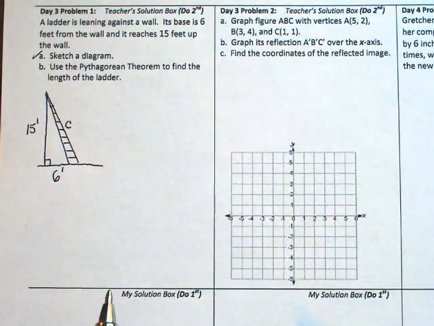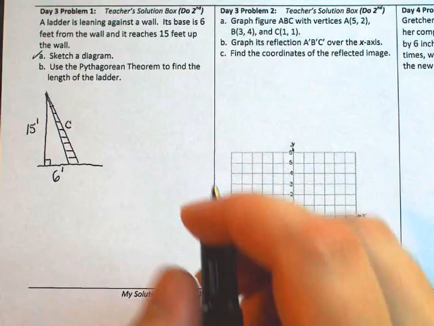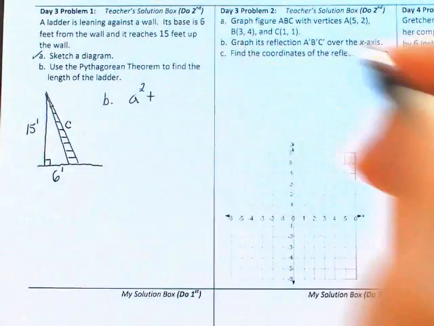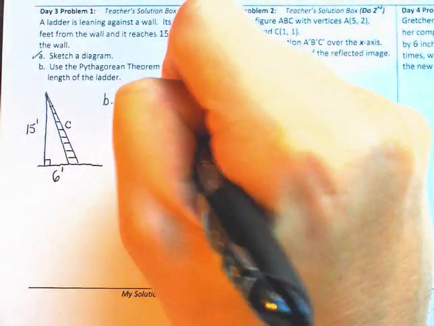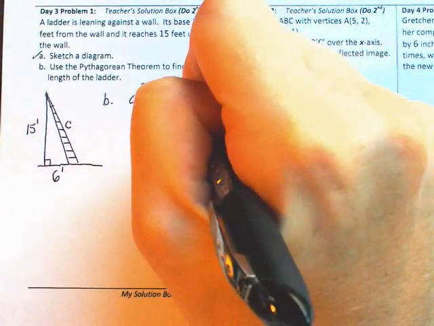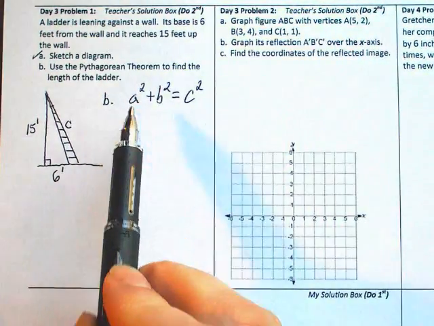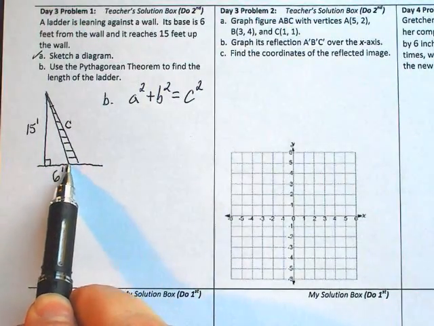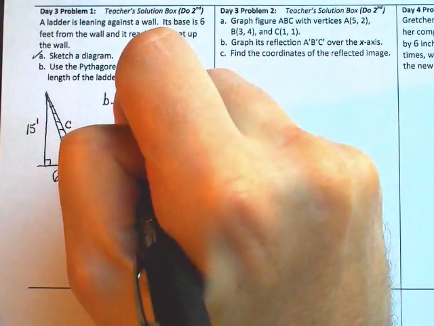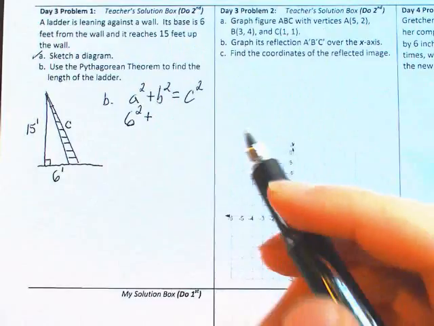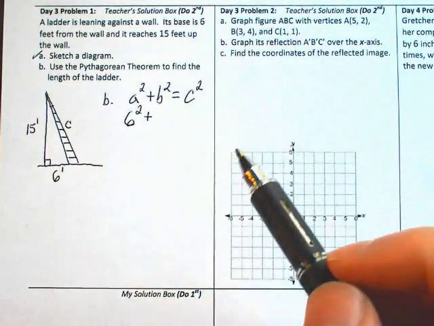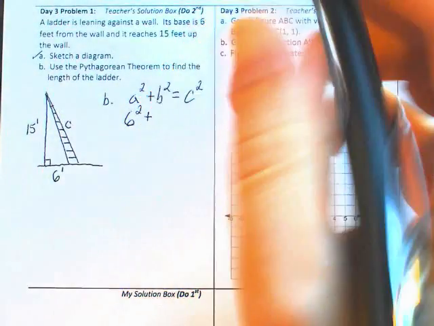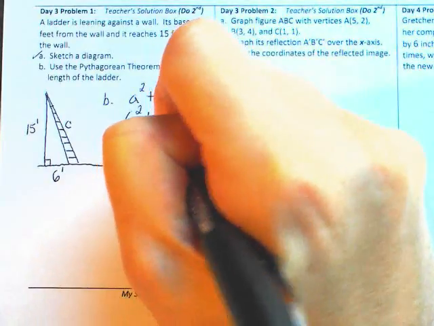Now Part B, use the Pythagorean theorem to find the length of the ladder. The Pythagorean theorem is A squared plus B squared is equal to C squared, where the letter A is the shortest leg of the right triangle. In this triangle, the shortest leg is this side right here, 6 feet, and that can be filled in for A. The letter B in the Pythagorean theorem is the next leg of the triangle, which is this side here with the 15 on it. So 15 can be filled in for the letter B.